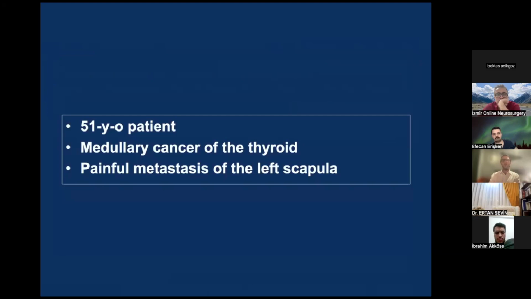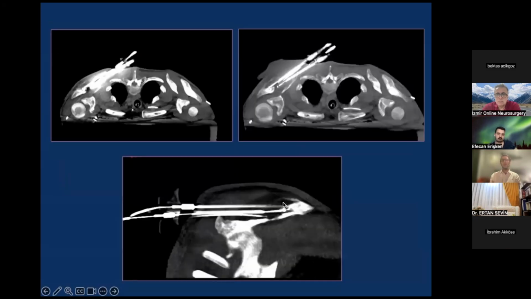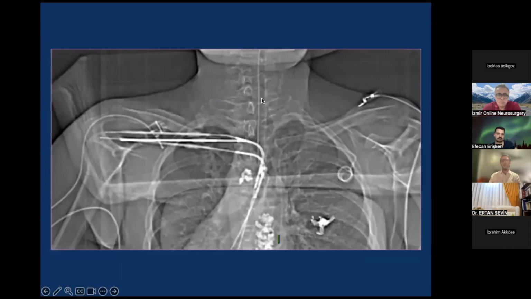So here an example of a 51-year-old patient with a medullary cancer of the thyroid. The patient had multiple metastases and one painful metastasis of the left scapula. So you can see this osteolytic metastasis with an extension to the surrounding muscle. So here's the osteolytic lesion. So under general anesthesia, we put 4 probes of cryotherapy inside the lesion under CT guidance. You can see here the positioning of these probes under CT guidance.